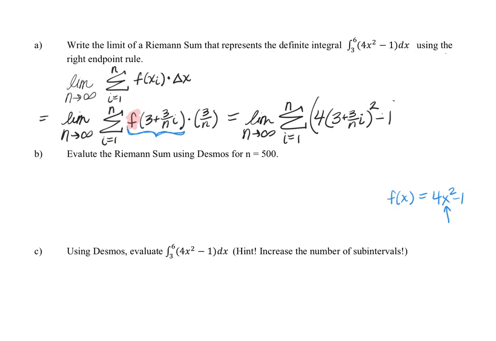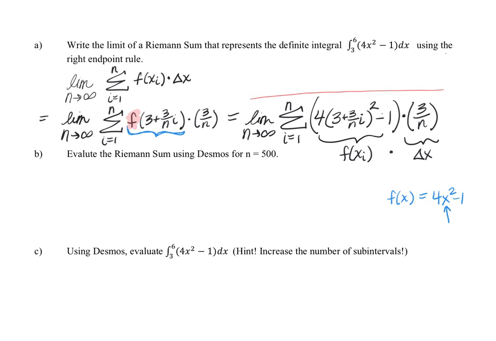So this quantity here, this was our f of x sub i, which geometrically represents the heights of all of our rectangles. And then we're multiplying that by our delta x, which was 3 divided by n. So this quantity is our delta x, which represents the base of all of our rectangles. And we multiply them because we're doing base times height to compute the area of all of the rectangles and then summing them together.